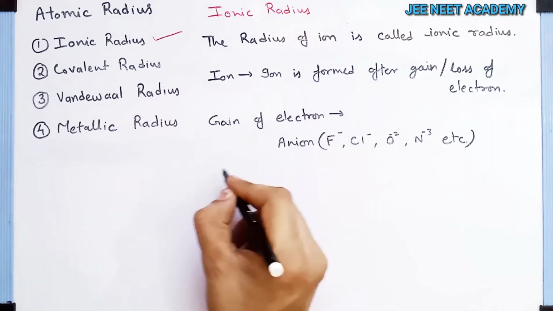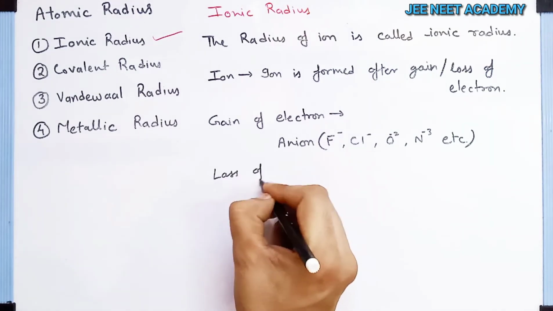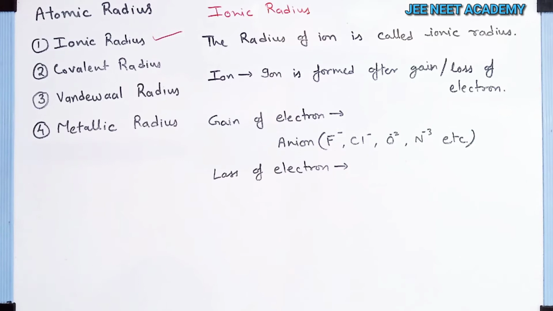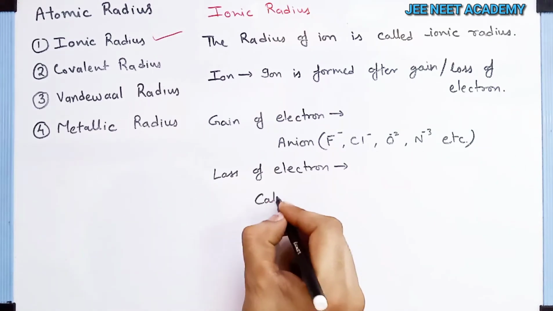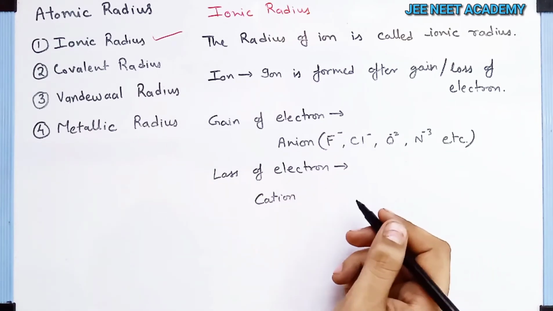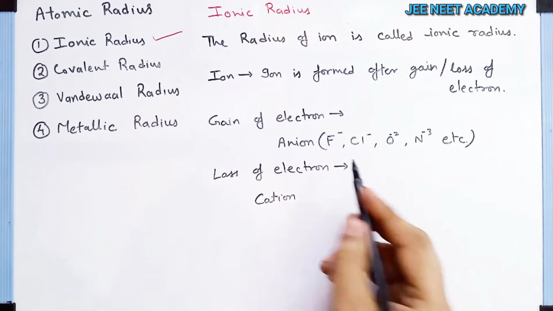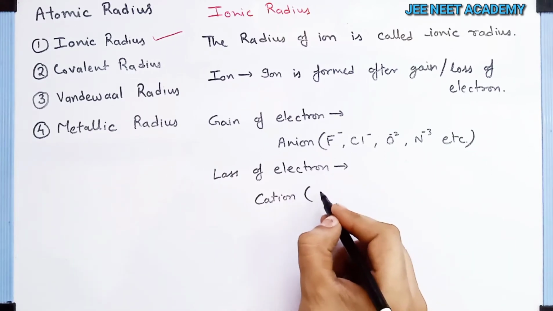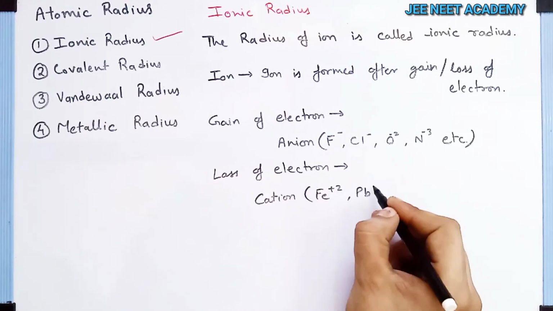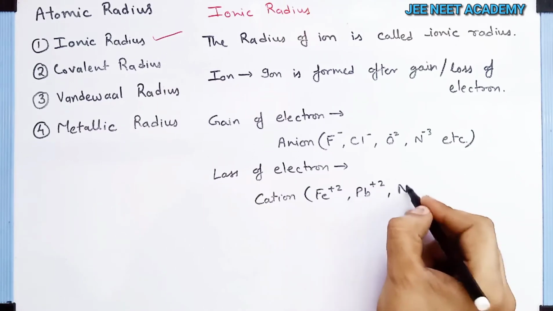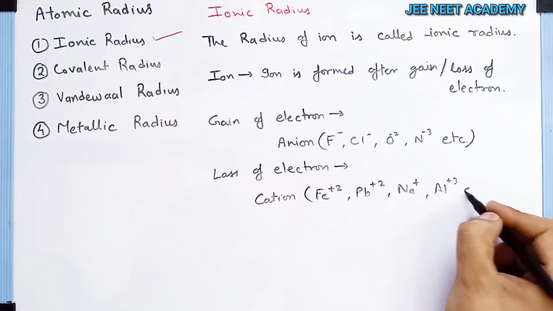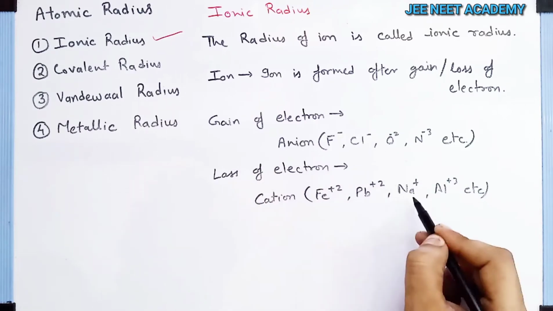Now loss of electron. Cation. When an atom is losing one or two electrons, it will form a cation, and that atom will have a plus charge, like Fe plus 2, lead Pb plus 2, sodium Na plus, aluminium Al plus 3, like this. So this is an anion, this is a cation.